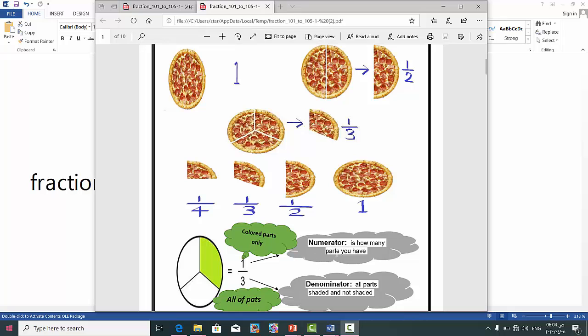Okay, so what's the numerator, teacher? The numerator tells me how many colored parts, how many shaded parts. What about the denominator? The denominator tells me all parts. Okay, so the number which is up, numerator. The number which is down, denominator. What is the numerator? The colored parts, the shaded parts, the parts you have. What about the denominator? All parts, teacher, all parts.